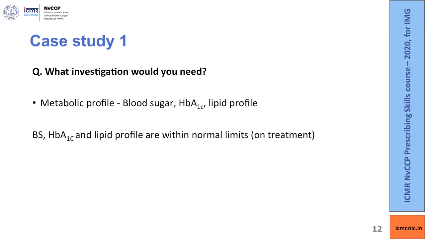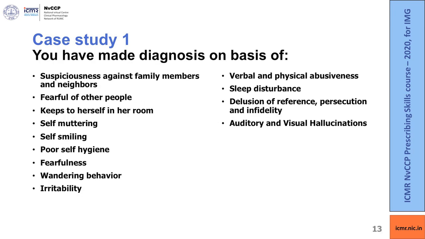So, what investigation do you need? There is no other investigation which is required for schizophrenia, but because she has a history of diabetes and is obese, we need to have a metabolic profile: blood sugar, glycosylated hemoglobin and lipid profile. We found that the fasting and postprandial blood sugar, glycosylated hemoglobin and lipid profile are within normal limits, probably because she is on treatment.